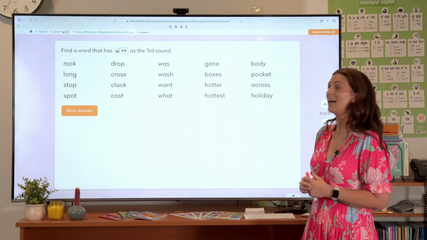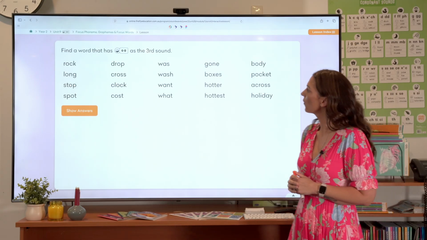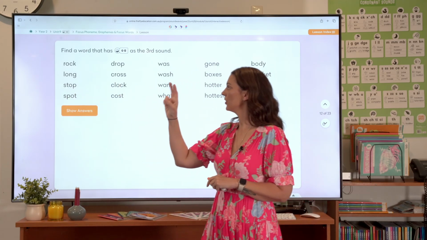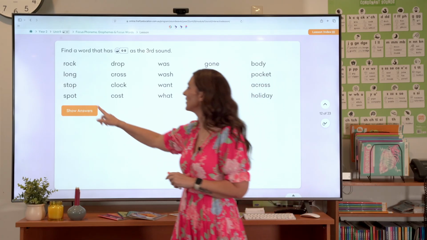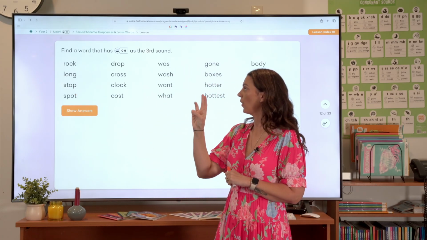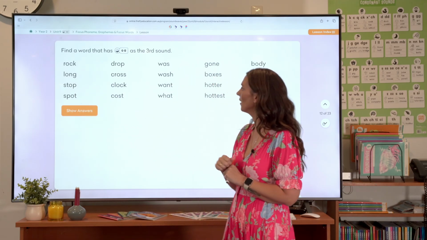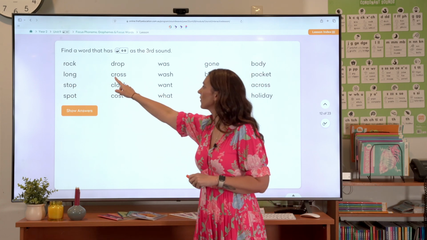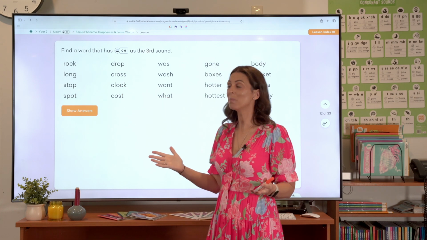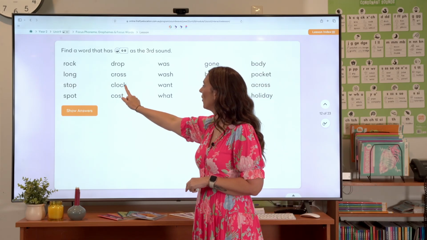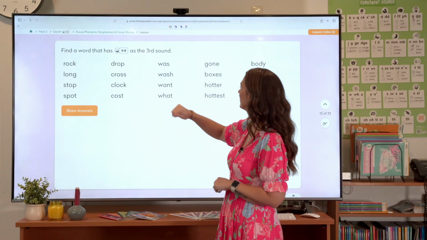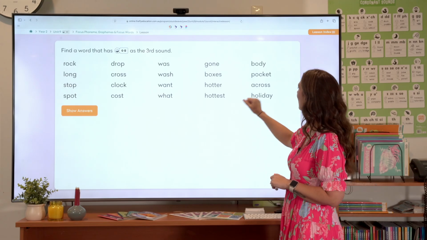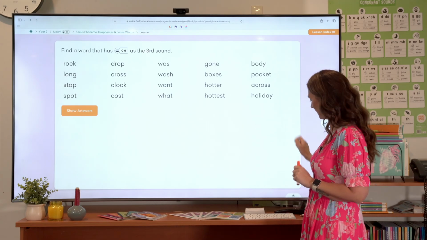Find a word that has O as the 3rd sound. I can see here the word stop. St, O, P. O was our 3rd sound, so this is one of them. Sp, O, T. Spot. Coming across some more. D, O, P. K, O, S. So many of them. K, O, K. No, that's the second one. See if there are any more hiding in here. I think that's it. Let's check our answers.